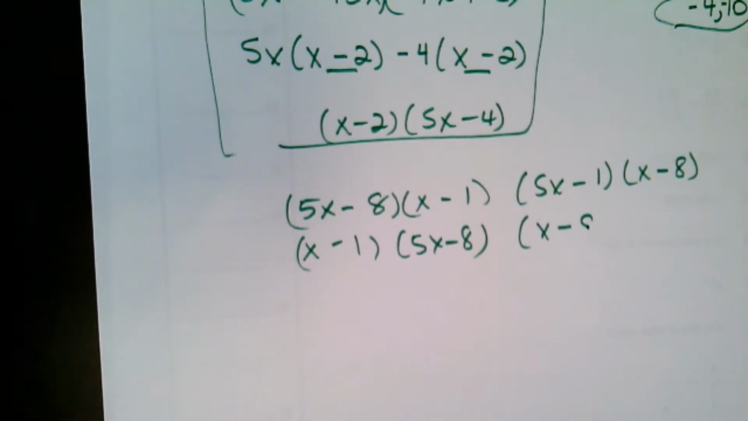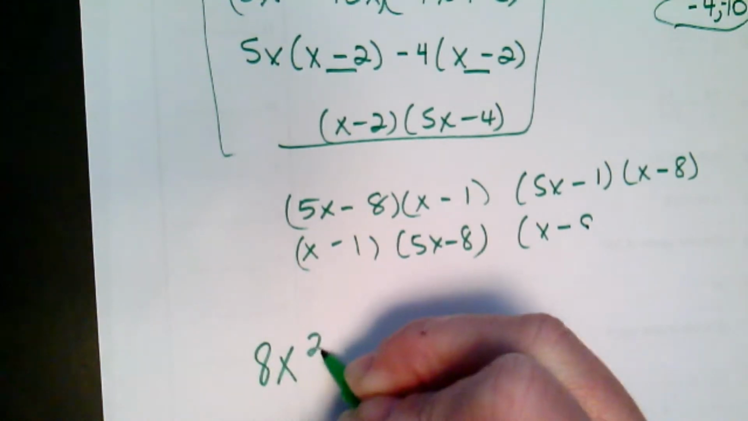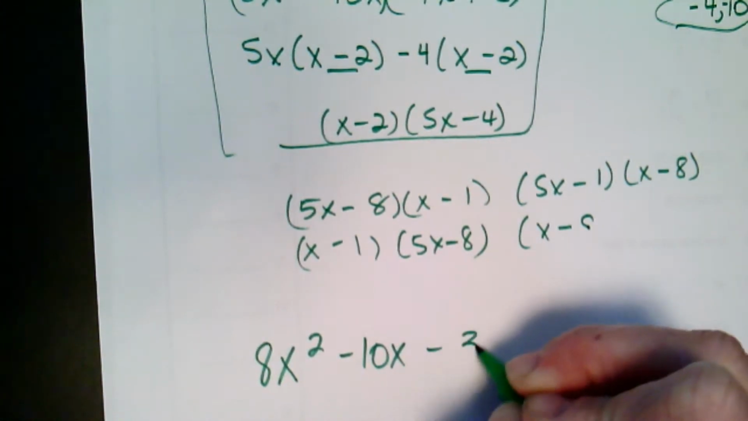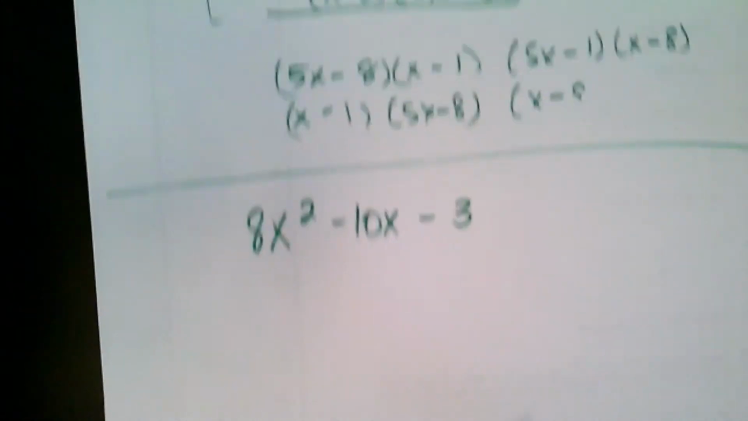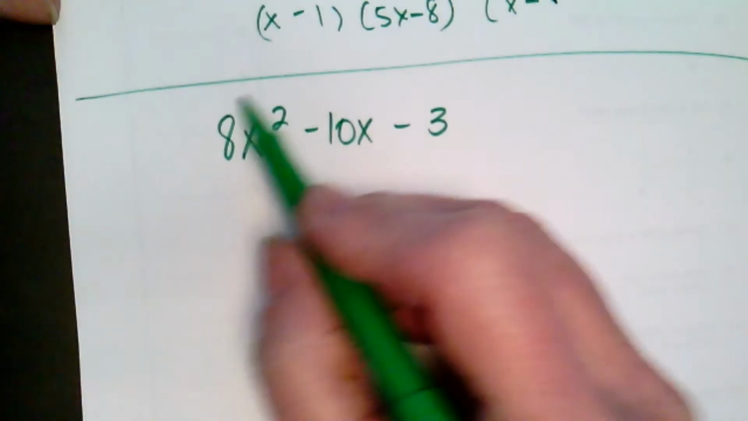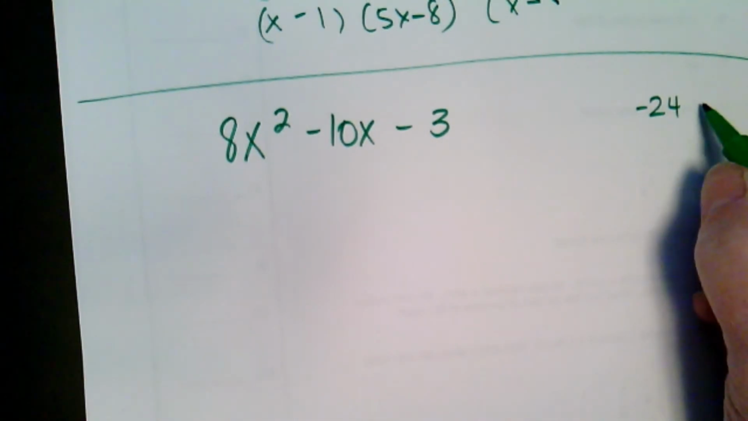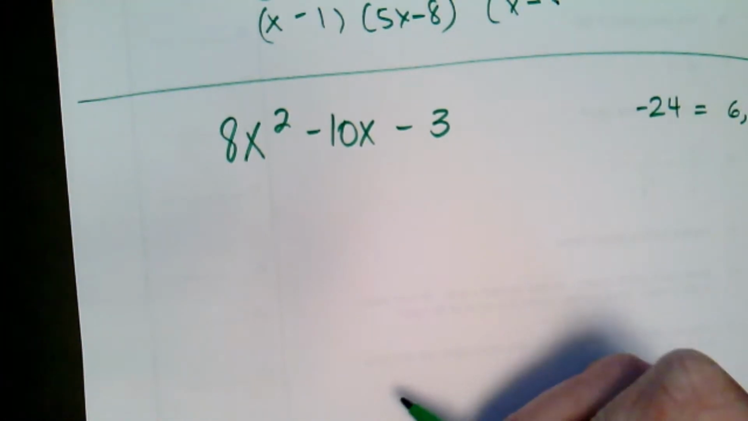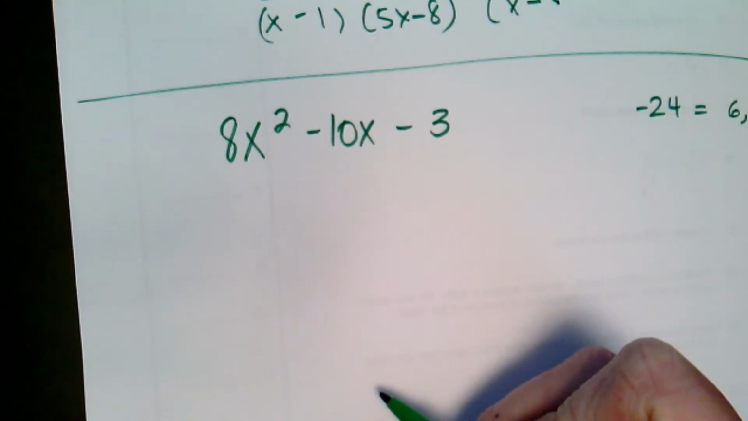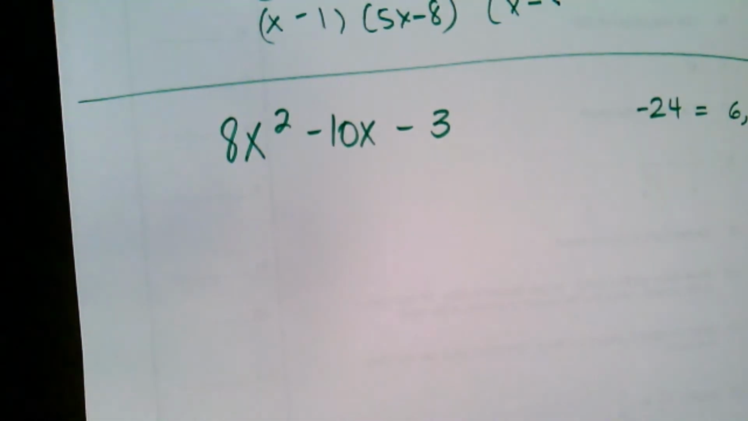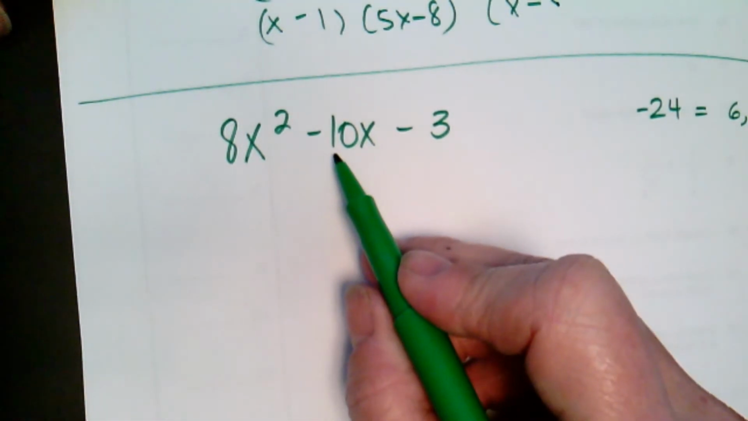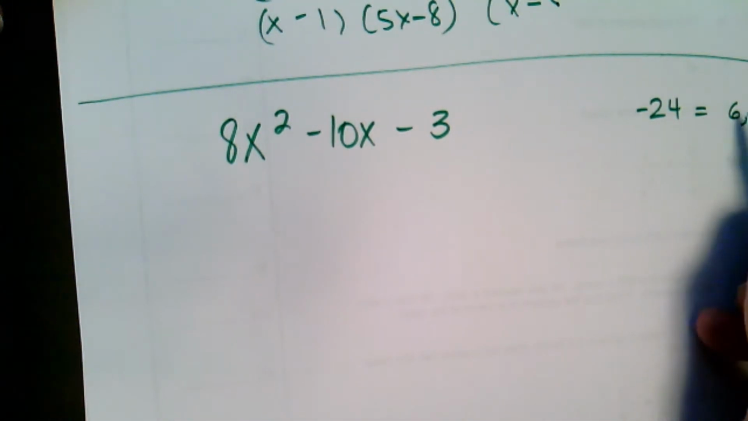Alright, so we have 8x squared minus 10x minus 3. So again, negative 24 when we multiply them together, negative 10 when we add them together. So I know that 6 times 4 is 24. So let's see, how can I manipulate this so that we can get a negative 10? So this one is not going to work.